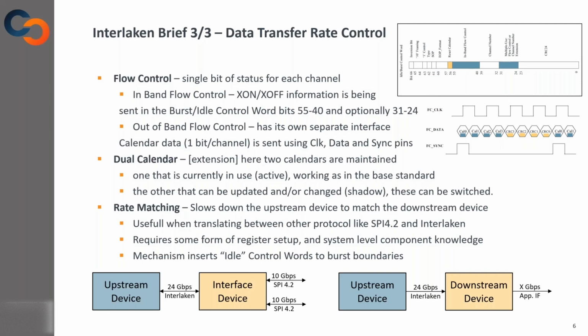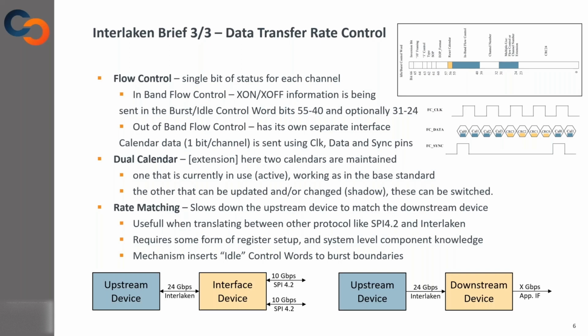If you are doing a simplex type operation, where one side can only transmit and the other side can only receive, you would use the out-of-band flow control interface, which is a set of separate pins that can communicate the flow control information from the receiver to the transmitter. The flow control information is basically a 1-bit on-off indication, plus some CRC that protects this data.